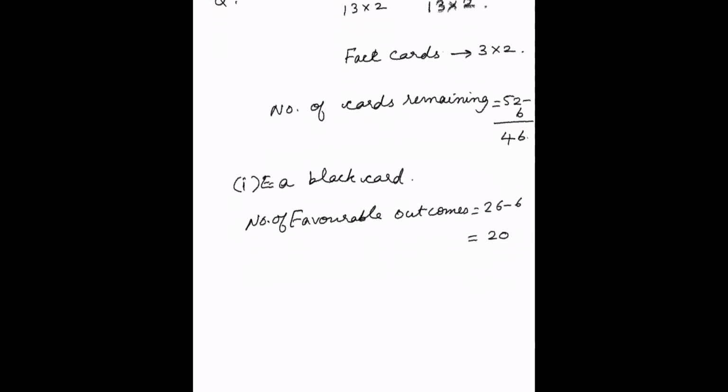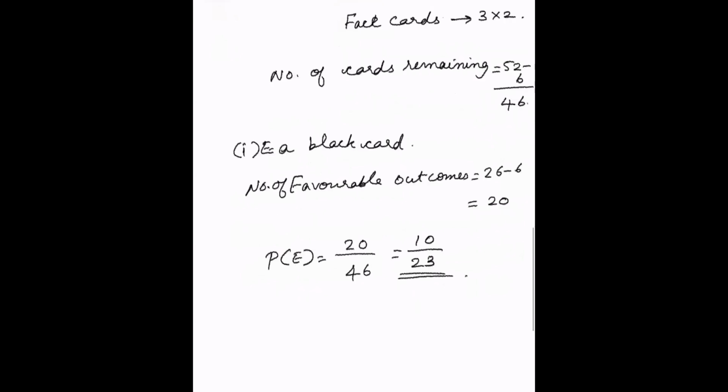Now, what is the probability here? Probability is the number of favorable outcomes divided by the total number of outcomes, which is 20 divided by 46. Cancel out whatever is possible, and you will get 10 by 23. Now, the second subdivision: the event is, the card drawn is a king.